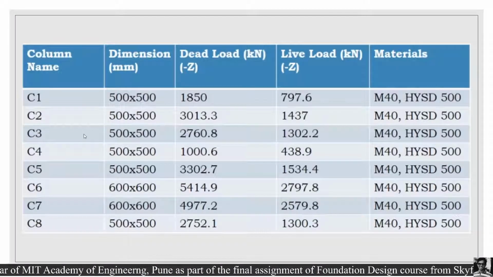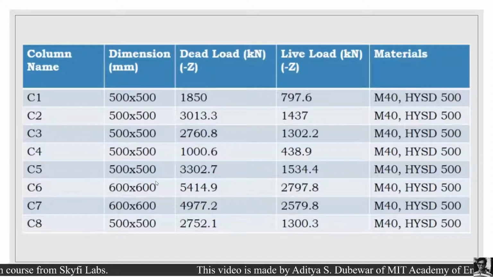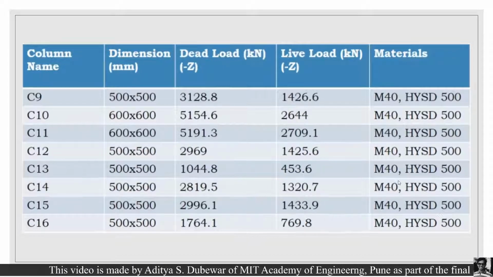Please keep in mind that C6, C7, C10 and C11 are of 600 by 600 dimension, and the remaining are 500 by 500. Okay, and we are using M40 grade concrete and HYSD 500 steel.